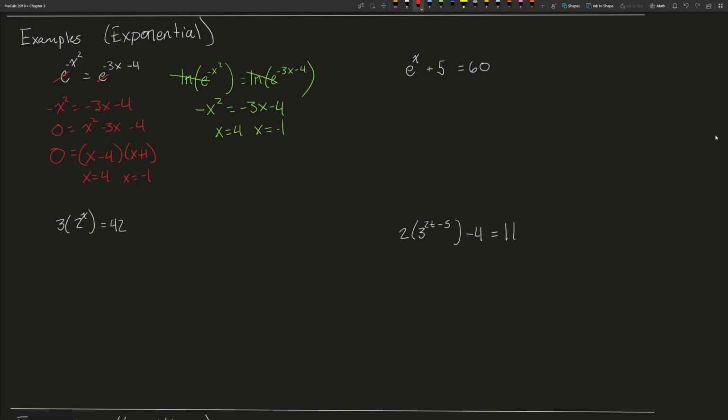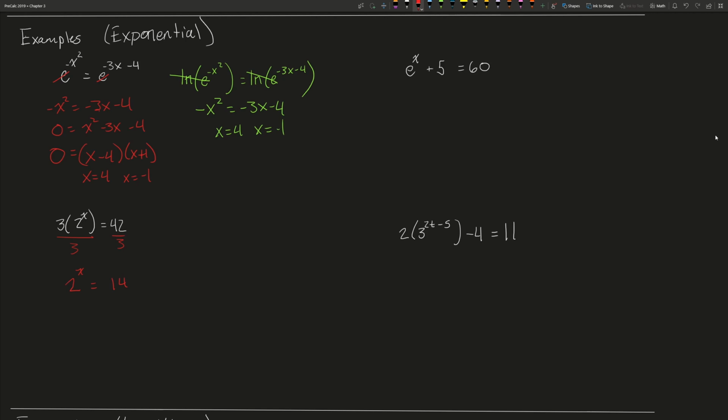The next problem says 3 times 2 to the power of x is equal to 42. Now, if you ever are multiplying something outside of the base, the first thing you need to do is get rid of that. So we need to divide both sides by 3. When we do that, we are left with 2 to the power of x is equal to 14. Now we need to cancel out 2 to the power of x, so we need to get rid of this base of 2.